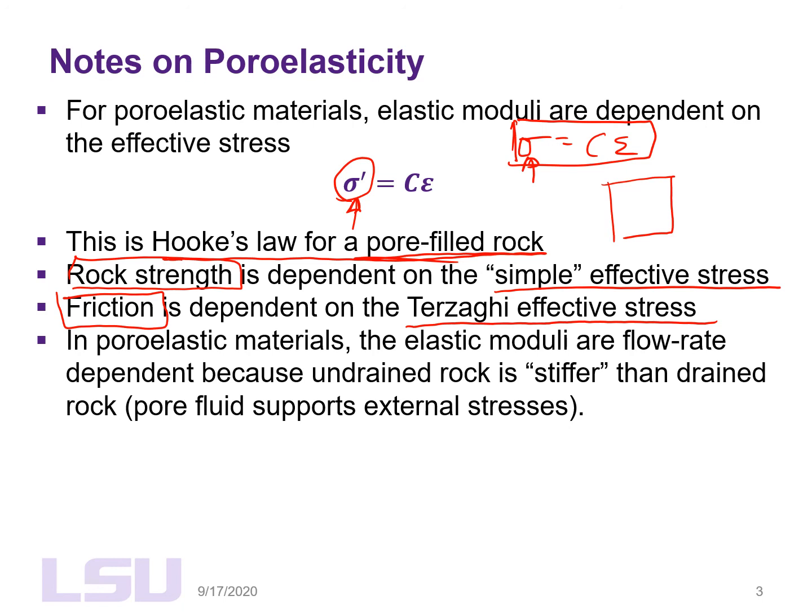I explained that in poroelastic materials, the elastic moduli are flow rate dependent because of that concept of dispersion, right? Undrained rock appears stiffer than drained rock. I had explained that using this tennis ball filled with water with a small hole. So the rate at which the fluid can escape from the tennis ball is the analog to your flow rate in your reservoir.